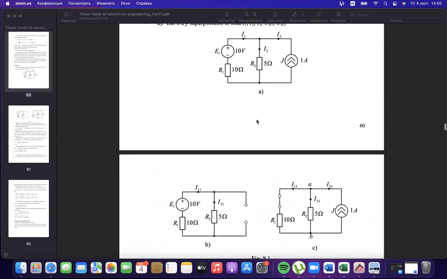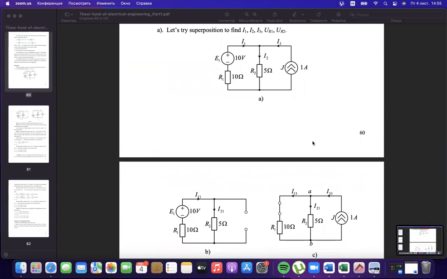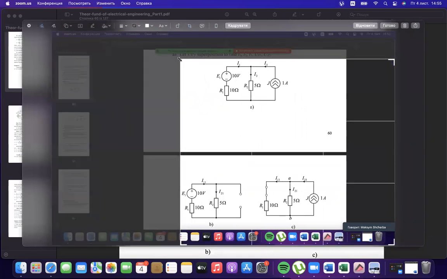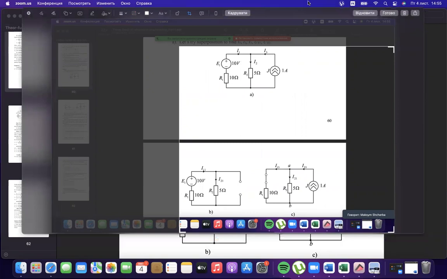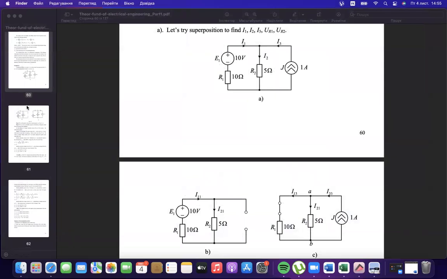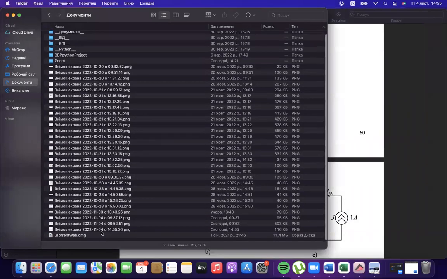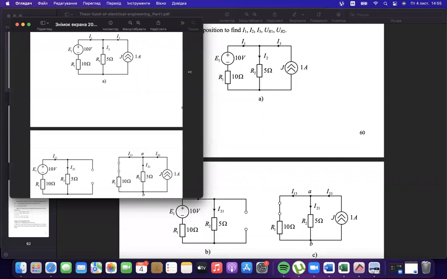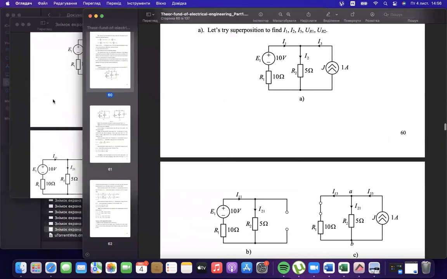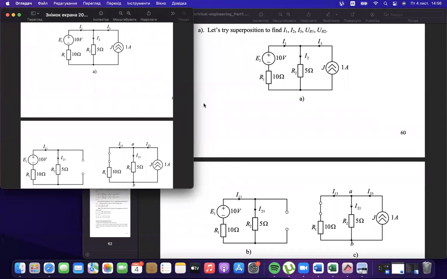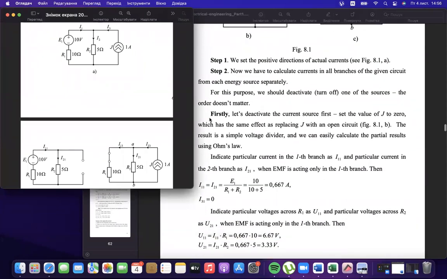For example, in the first, let's make a couple of pictures to see the circuits all the time. Here they are.